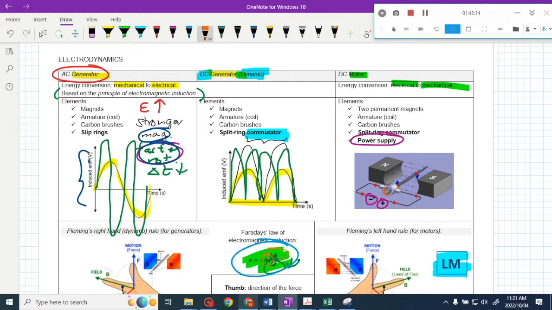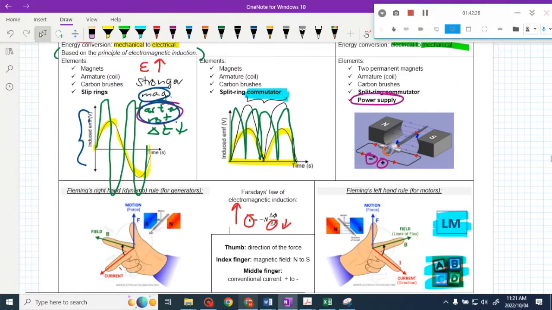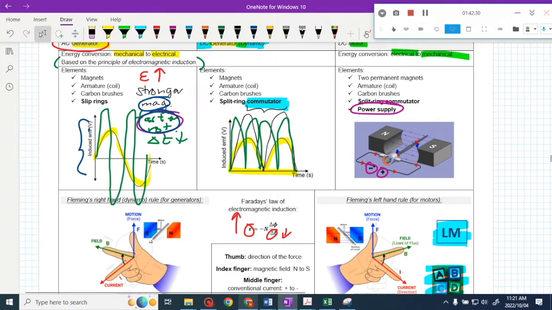The EMF is going to increase. Look here, here is my formula for EMF. If the time decreases, the EMF is going to increase. So in both cases, stronger magnets and faster rotations, the EMF is going to be higher. The trick is when you do faster rotations, the frequency is higher, and that's why the graph is squished. So as soon as you see a squished graph, it means we're taking longer or we're doing it faster.